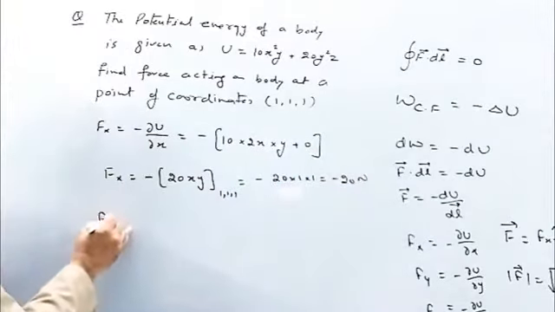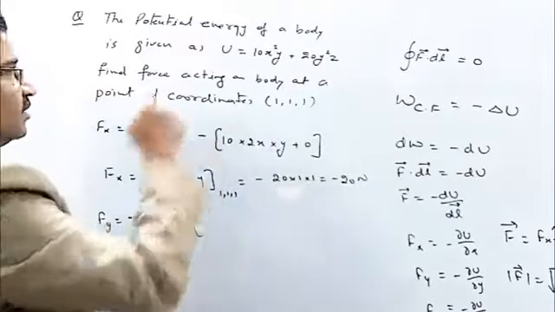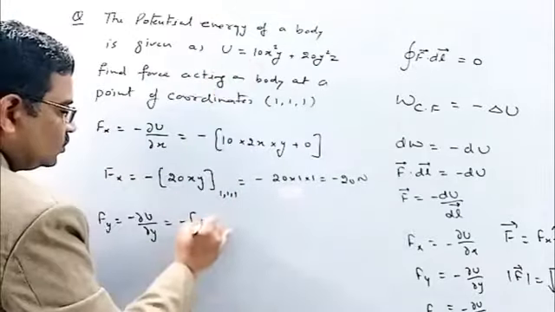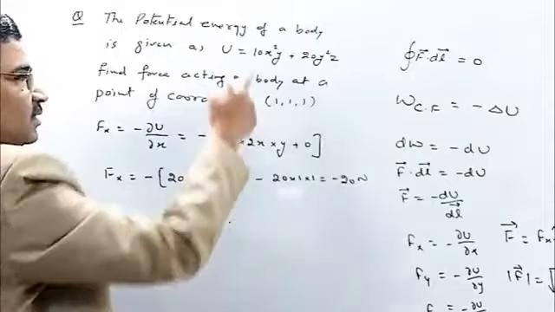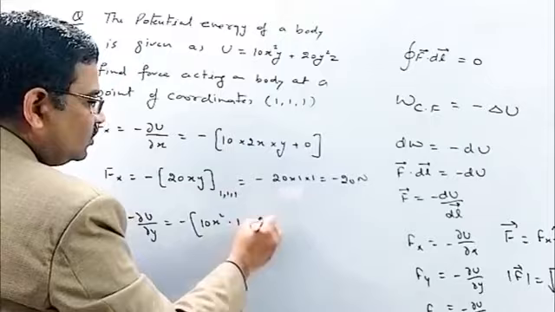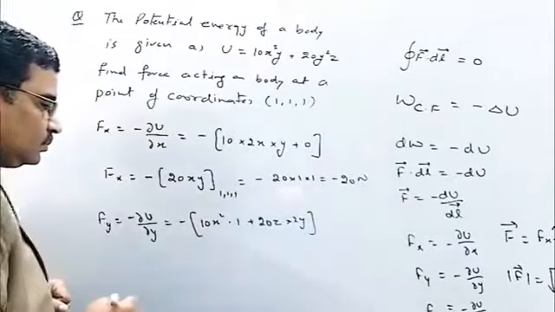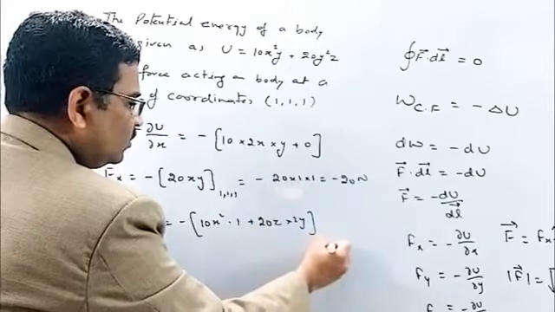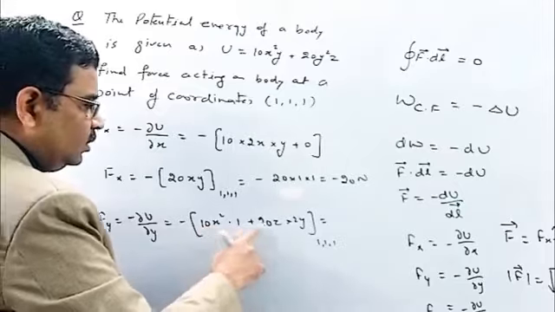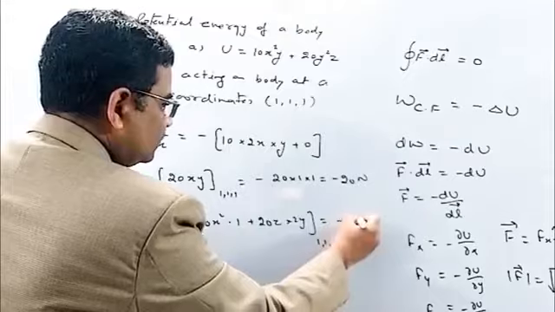Similarly, I can find Fy equal to minus del U by del y. Now when I differentiate it with respect to y, I will take x as constant, so I will put 10x square as it is. The differentiation of y with respect to y is 1, and here z is a constant term, so plus 20z, and differentiation of y square is 2y. Now when I put 1, 1, 1 here, I get 10 into 1, that is 10, and this is 40, so 40 plus 10 is 50, so minus 50 Newton.